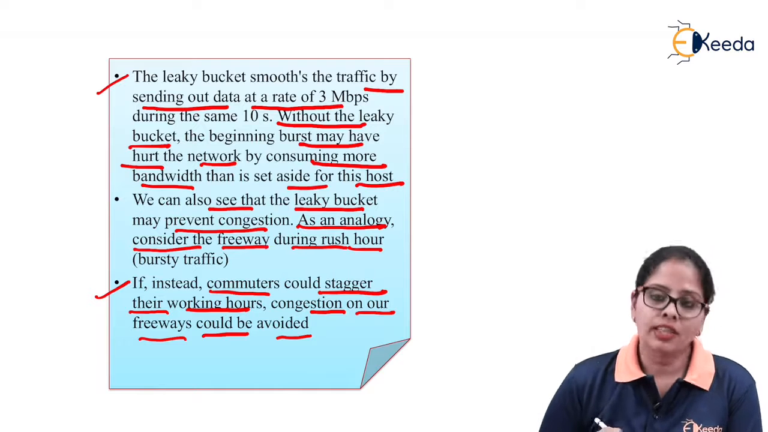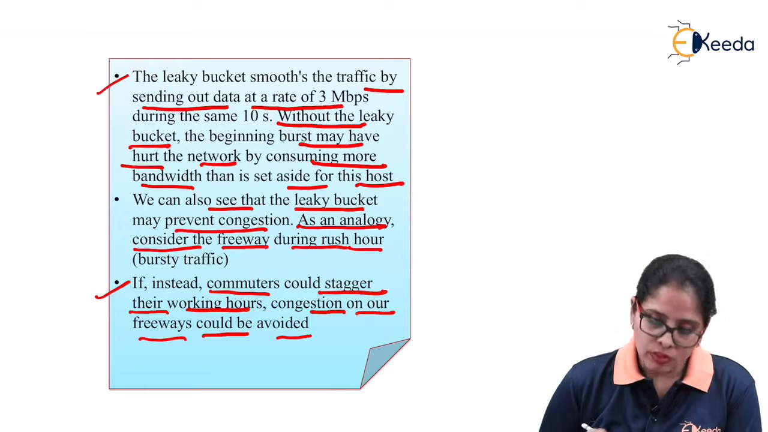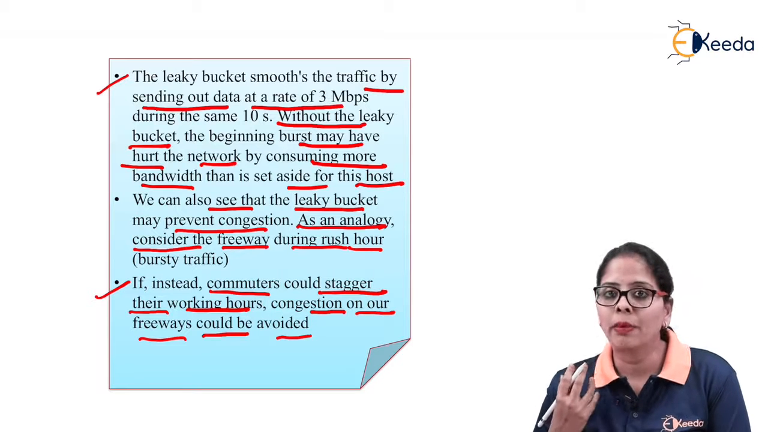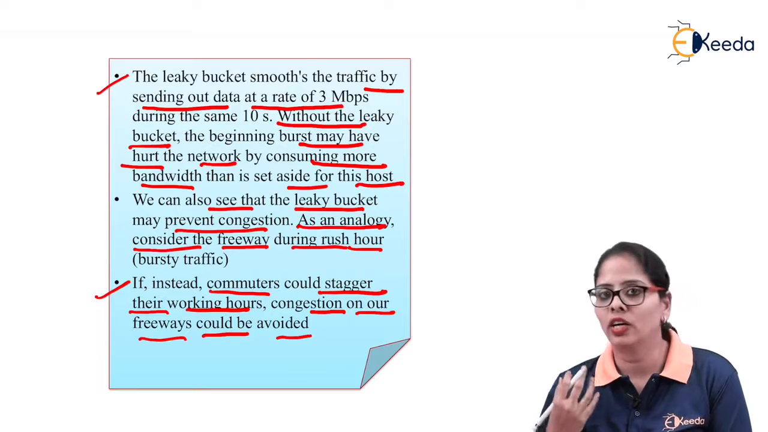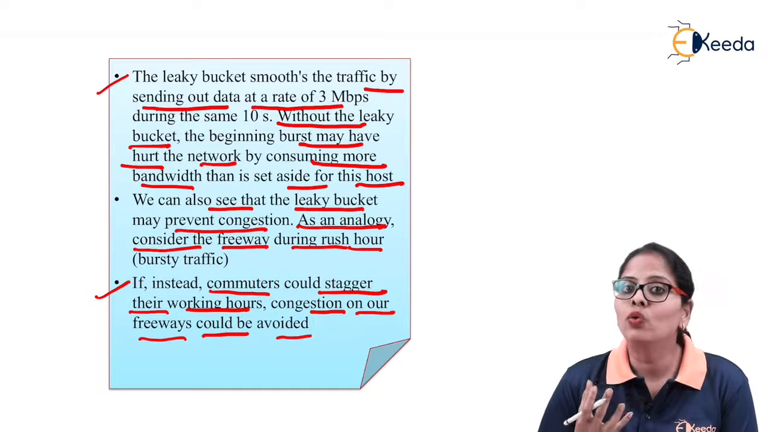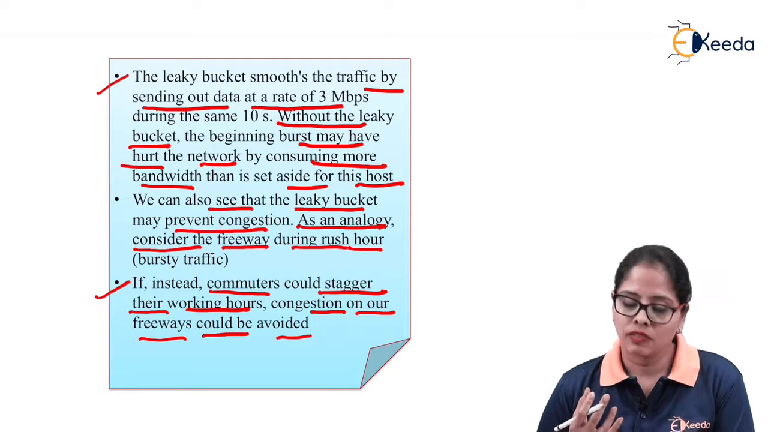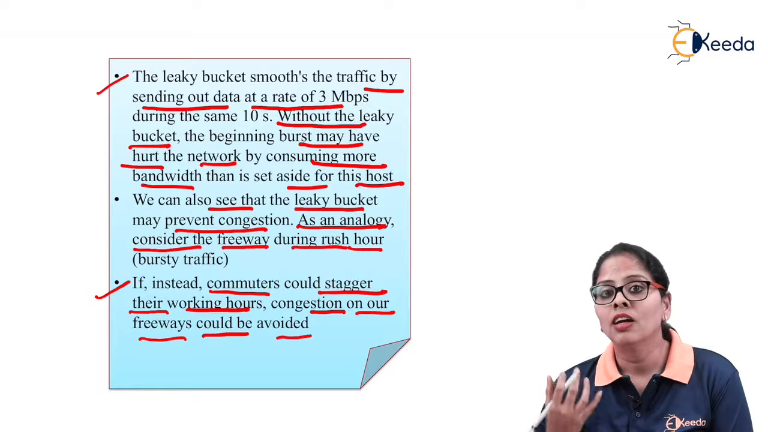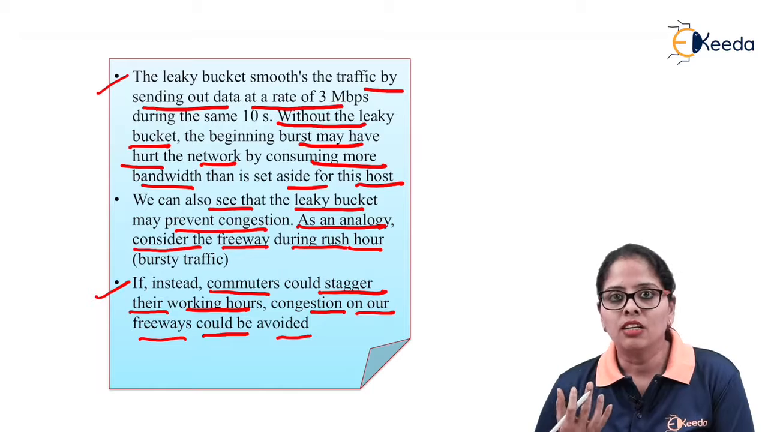Now in this case, the commuters are arriving randomly, so what will happen? My incoming data rate is whatever it is, but the outgoing speed will be constant. According to how much the road allows, only that many outgoing vehicles you will get.